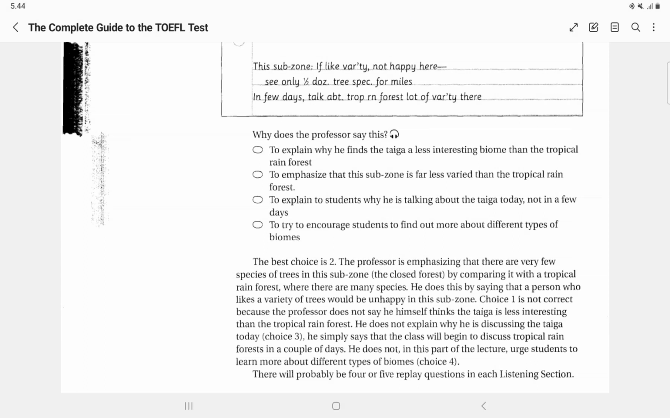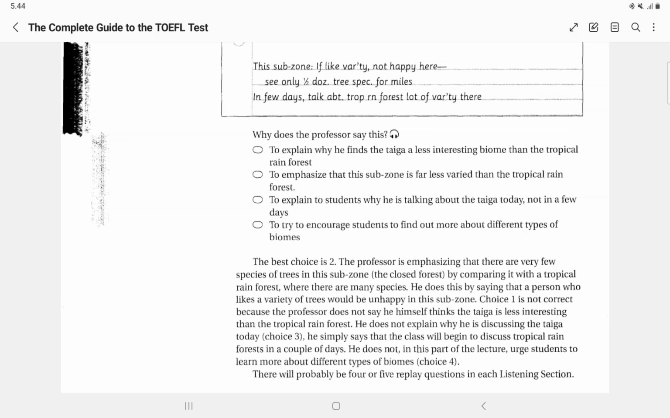Now that's where you'll see variety. Why does the professor say this? To explain why he finds the taiga a less interesting biome than the tropical rainforest. To emphasize that this subzone is far less varied than the tropical rainforest. To explain to students why he is talking about the taiga today, not in a few days. To try to encourage students to find out more about different types of biomes.